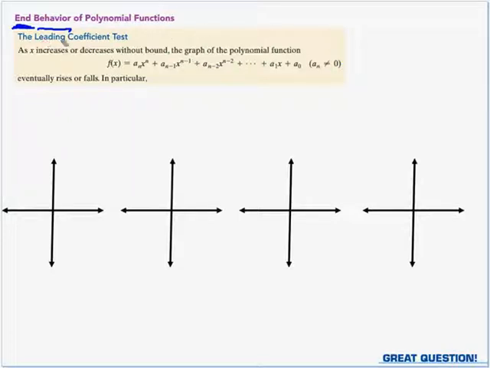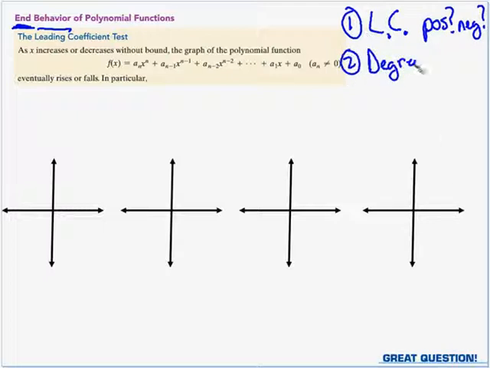Well, we have this little test called the leading coefficient test. It all boils down to two things. Is the leading coefficient positive or negative? And what is the degree of the polynomial? And it's not so much what the degree is, is it even or odd? From those two things, we can figure out quite a bit about how that graph is going to look, what its end behavior is going to be. So two things: the leading coefficient, positive or negative, and the degree, odd or even.